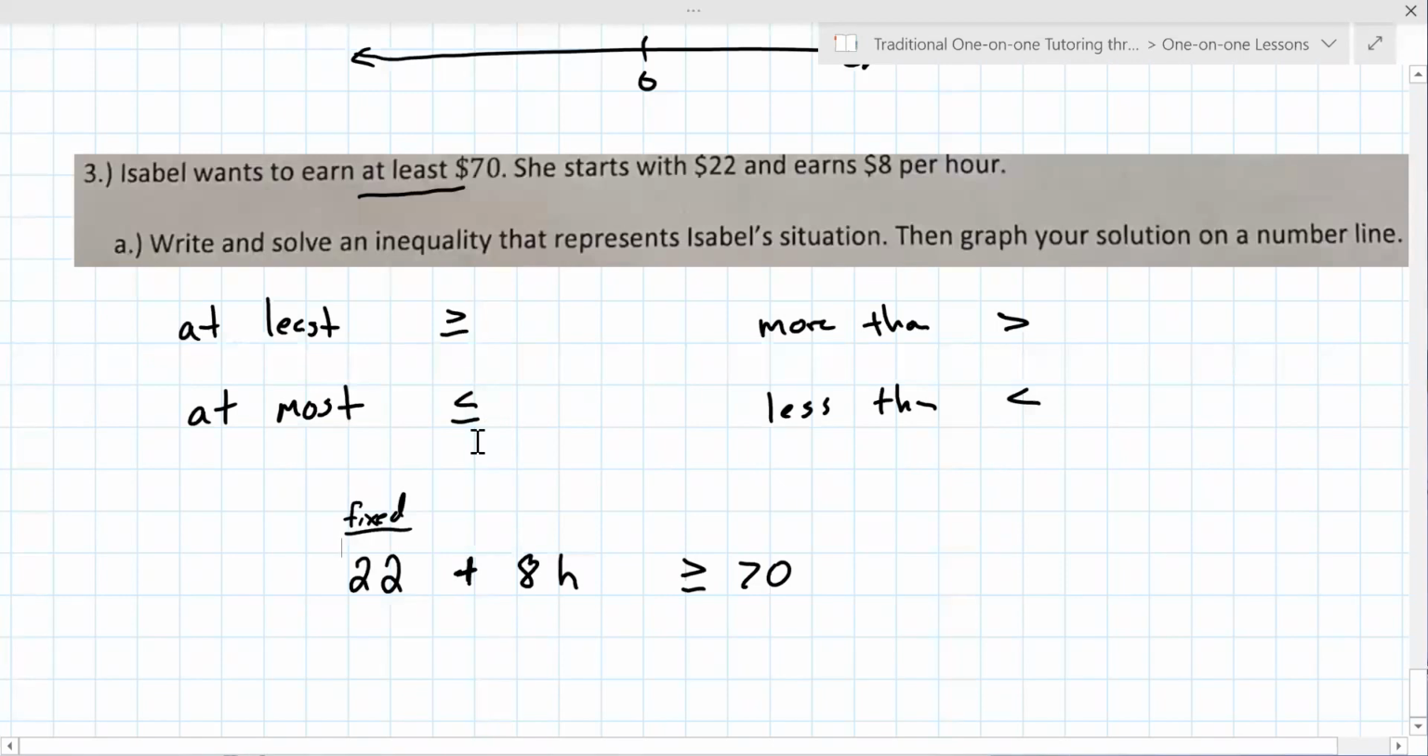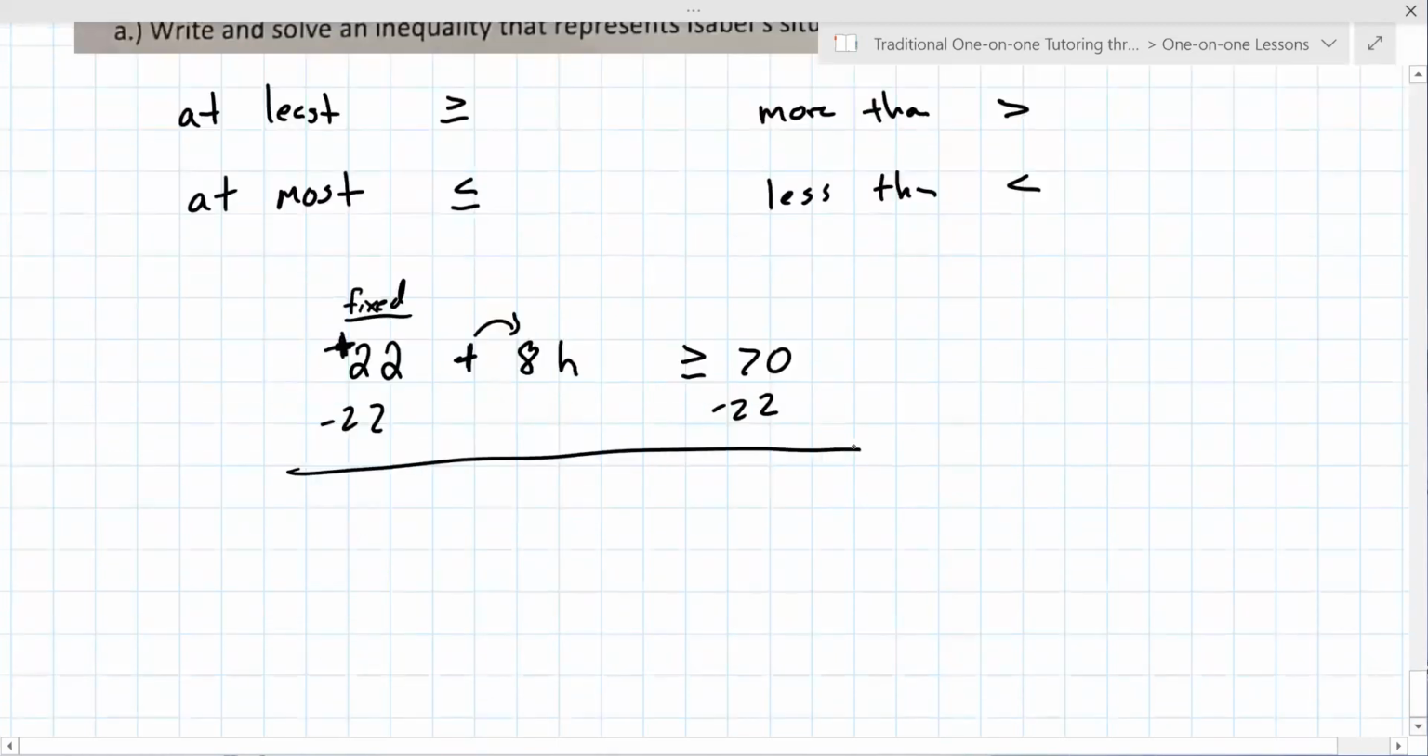All right, so now that's part A. We need to solve it. So this 22 is positive. Do you see that? Yeah, I see that. So how do you undo addition by 22? And it's not because of that symbol, it's because of this plus right over here. Subtraction. Subtract 22 from both sides. And drop the H down, and then you get 48. Okay. And how do you undo 8 times H?